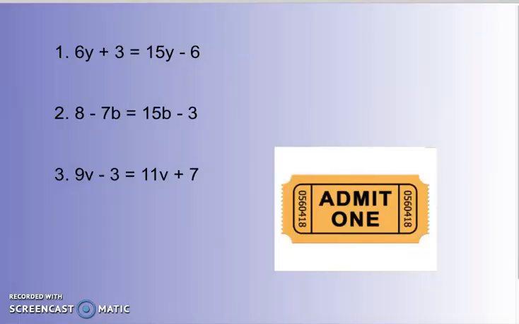For tomorrow, I would like for you to try these equations. Please solve them and show all your work steps.